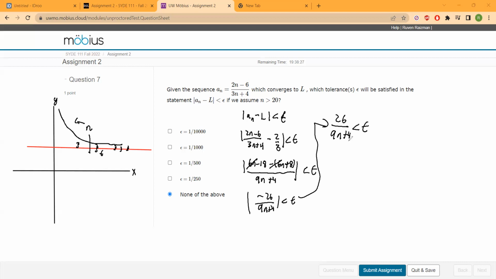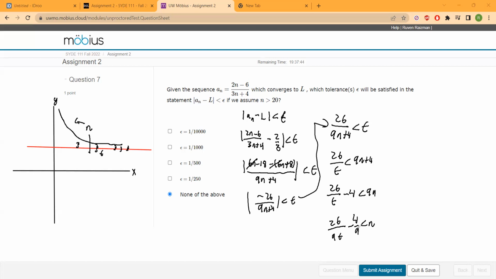Then we need to isolate for n to meet this condition. So we're going to get 26 over epsilon is smaller than 9n plus 4. And now 26 over epsilon minus 4 is smaller than 9n. Finally, 26 over 9 epsilon minus 4 over 9 is smaller than n.